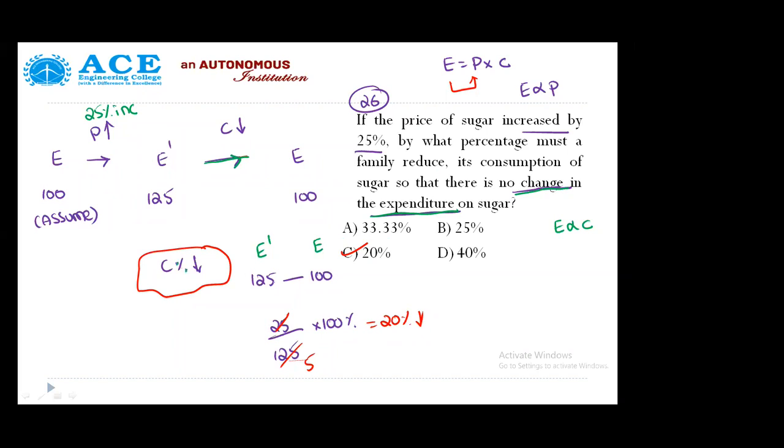What is the decrease from 125 to 100? It is 25, with respect to the initial value of 125. Percentage decrease or reduction, all these things are the difference or change with respect to the initial value. Here the initial value is 125. So 25 divided by 125 into 100, we get 20%.